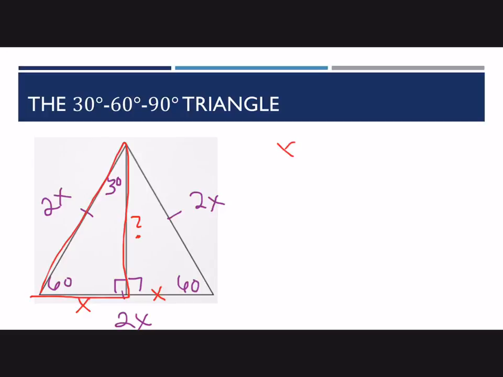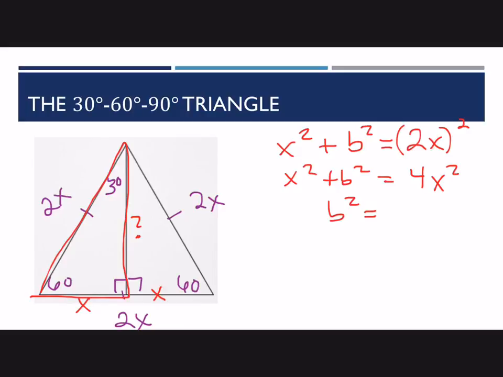So we would have x squared plus, I'll call that one b, so b squared is 2x squared. And then we would get x squared plus b squared is 4x squared. Square the 2, square the x. Subtract x squared from both sides. You get b squared is 3x squared. And then square root that to get b. The 3 does not square root, but the x squared does, and that becomes x square root 3.